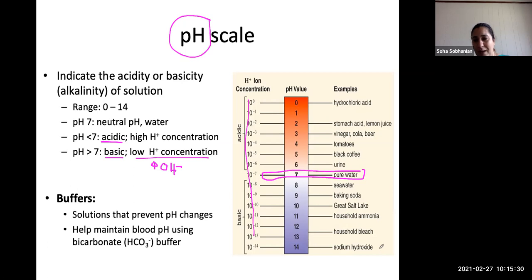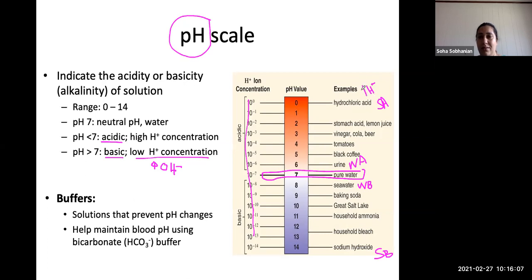So here, I'm gonna make a notation for you. This is the strongest base based on this chart, right? This one, your seawater, is the weakest base, right? Urine, based on this chart, is your weakest what? Weakest acid, and then hydroxyl. Based on this chart, your strongest acid would be hydrochloric acid.